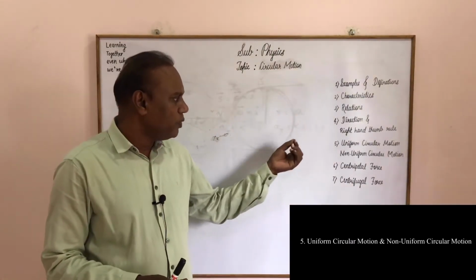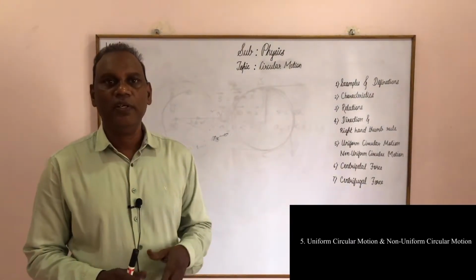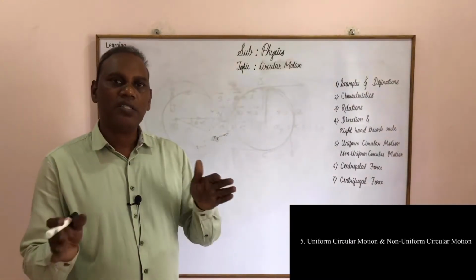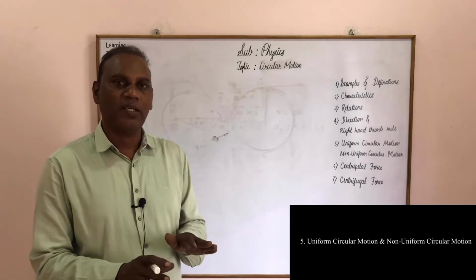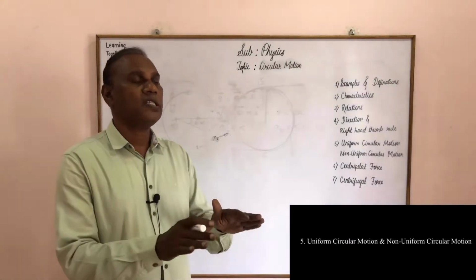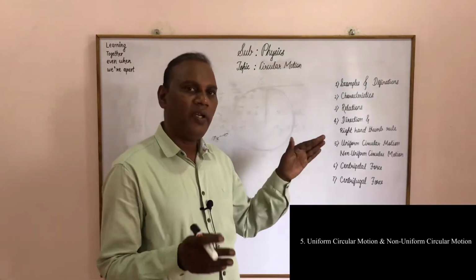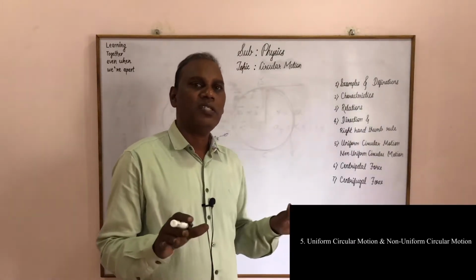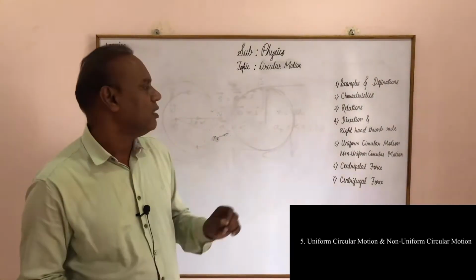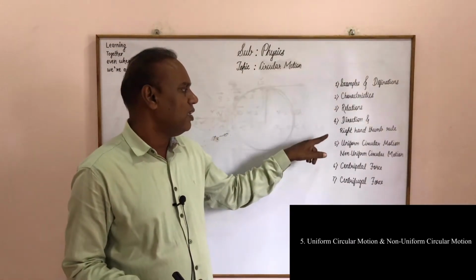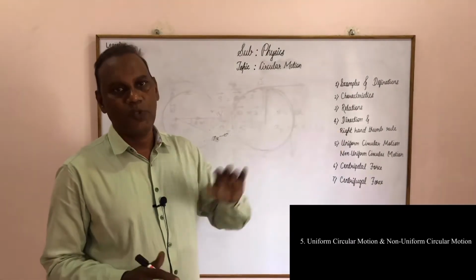Okay, so uniform circular motion means what? Motion of an object along the circumference of a circle with a constant linear speed is called uniform circular motion.